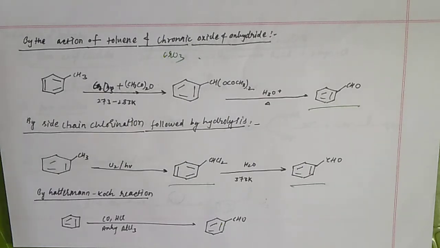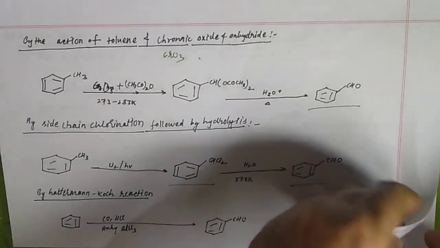But here, in the Gattermann-Koch reaction, we are preparing benzaldehyde. So how are we preparing the benzaldehyde? Take benzene and heat it with carbon monoxide and HCl in the presence of anhydrous AlCl3. It will directly give benzaldehyde.